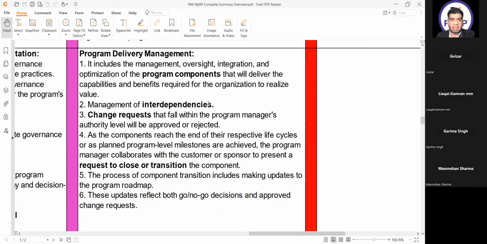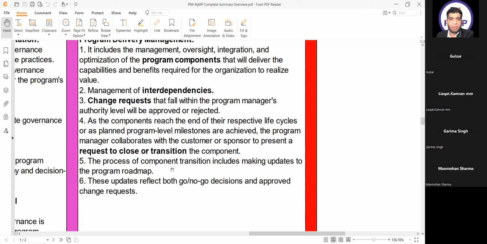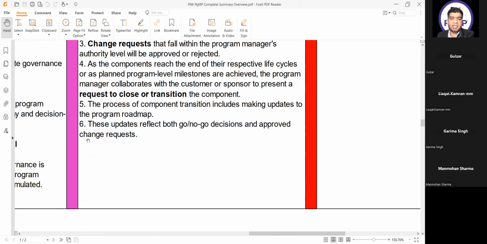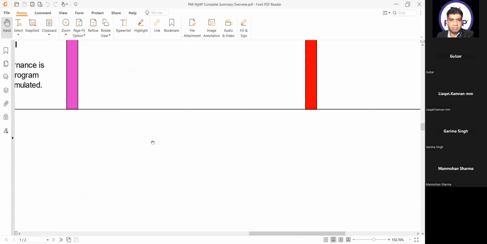Management of interdependencies. Change requests that fall within the program manager's authority level will be approved or rejected. As the components reach the end of their respective life cycles or as planned program level milestones are achieved, the program manager collaborates with the customer or sponsor to present a request to close or transition the component. The process of component transition includes making updates to the program roadmap. These updates reflect both go, no-go decisions and approved change requests.